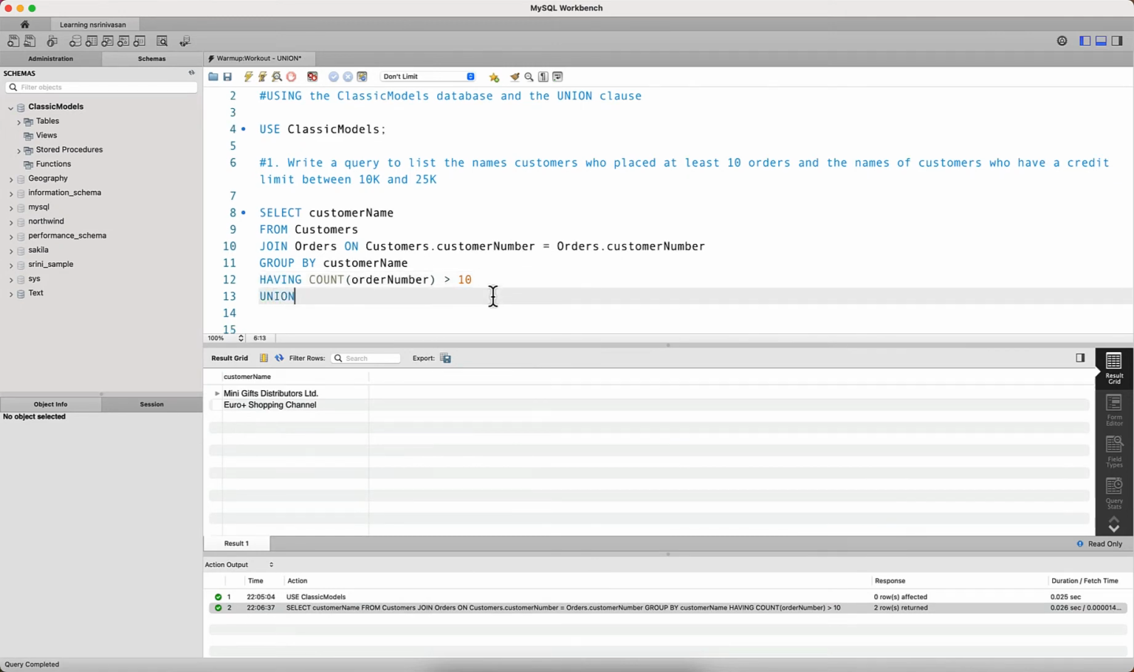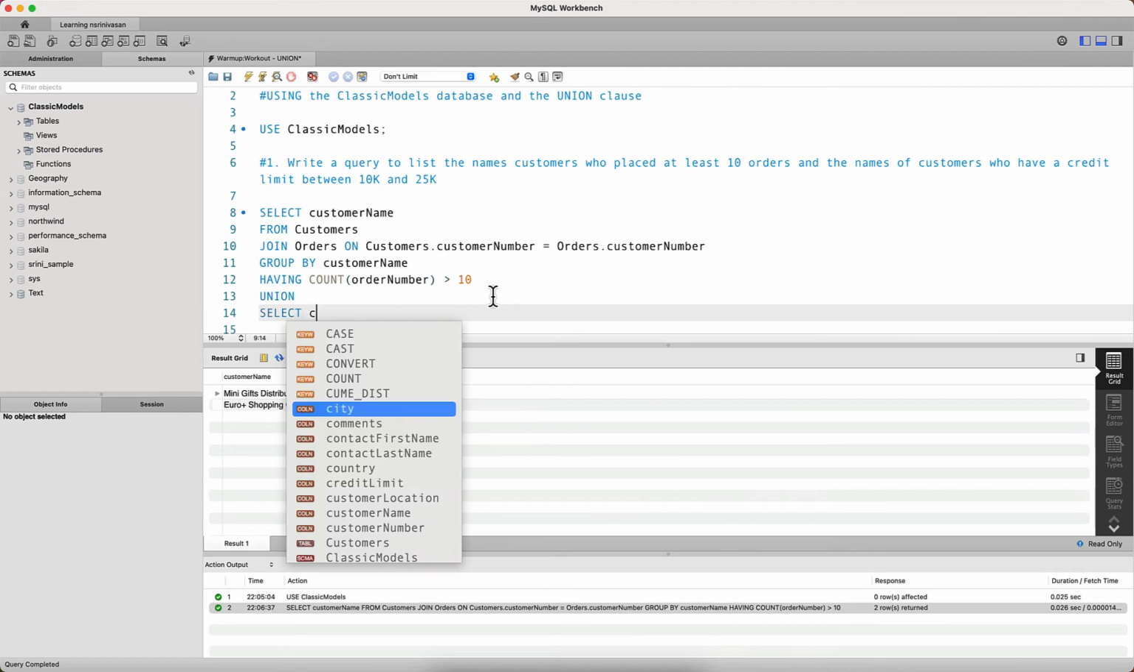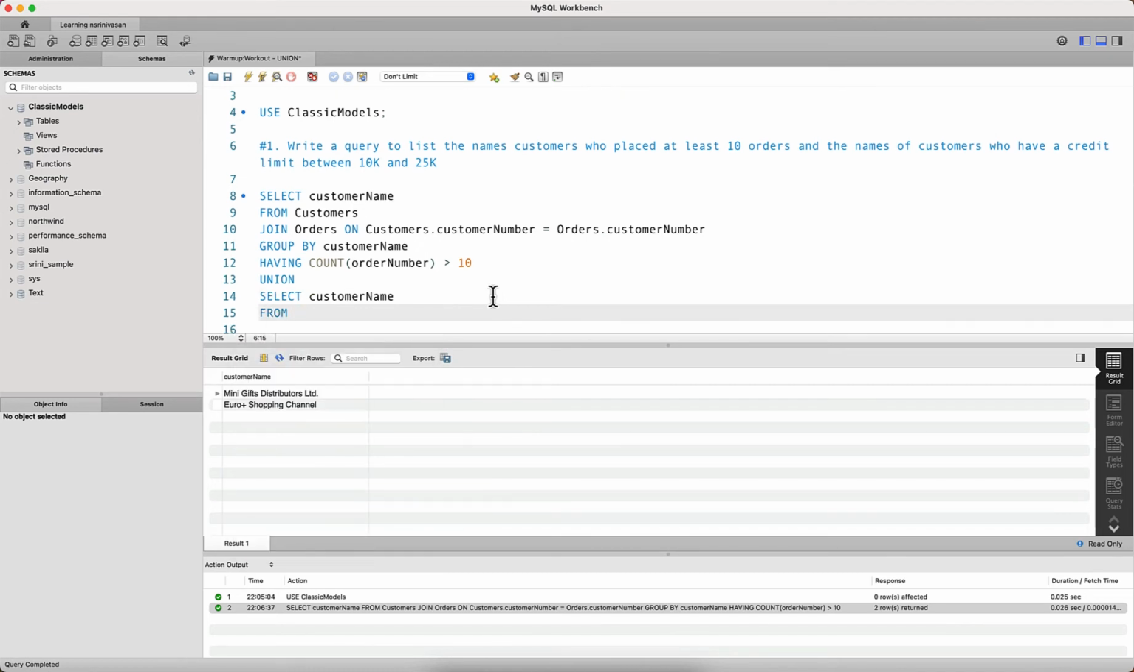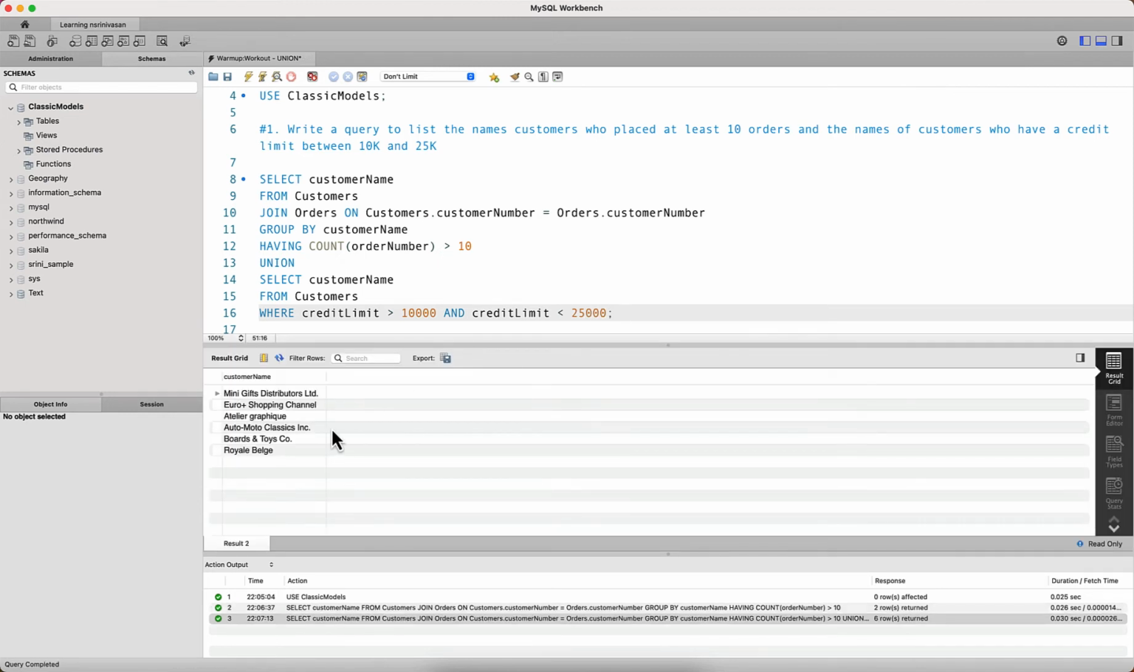Now, I want to union the results of this query with the second query, which asks me to select the customer name from the customers table where the credit limit of the customer is greater than 10,000 and the credit limit is less than $25,000. And so this gives us the following 6 results.